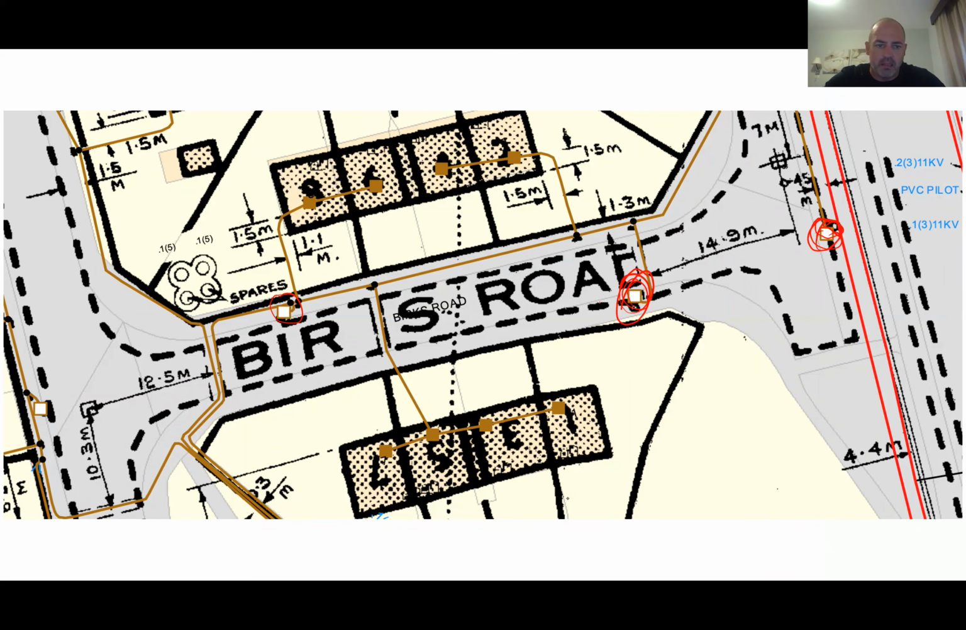So these are lighting columns, and these are fed off the main LV. Okay, so in this example, the street lighting is shown on the utility plan. You might not get every column on there. Okay, sometimes you get the oddball one, but it's on.